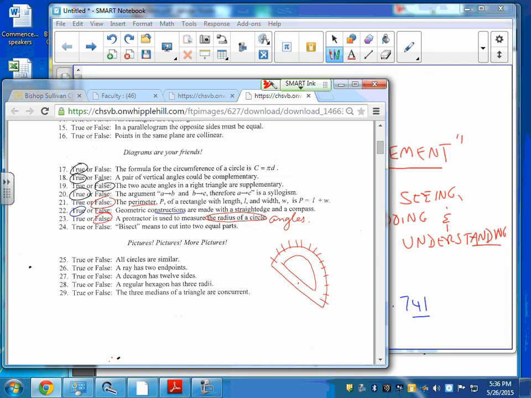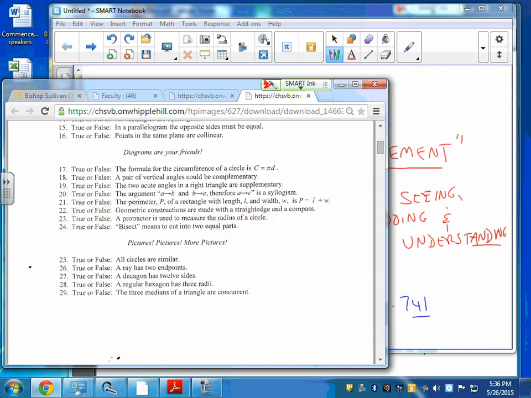Bisect means to cut into two equal parts. We saw that earlier when we were talking about the angle bisector. That is the definition of bisect, cut into two equal parts. That's a true statement. Okay, pictures, pictures, pictures, more pictures, 25 through 29. Let's see if we can knock those out quickly enough.